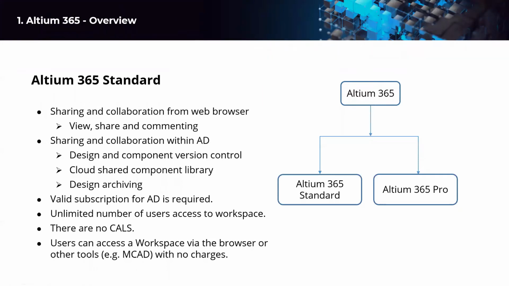So the first topic is the Altium 365 overview. We are going to see the plans of Altium 365, Altium 365 Standard and Altium 365 Pro. So there are two different categories here. First, let us discuss Altium 365 Standard. With Altium 365 Standard, we can share files, view files, and comment on your design files inside your web browser.